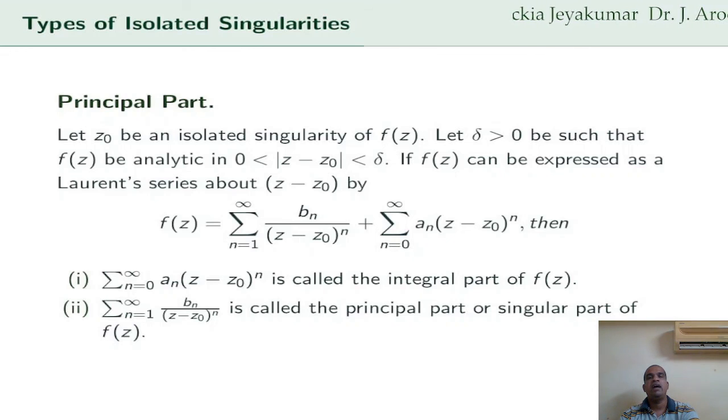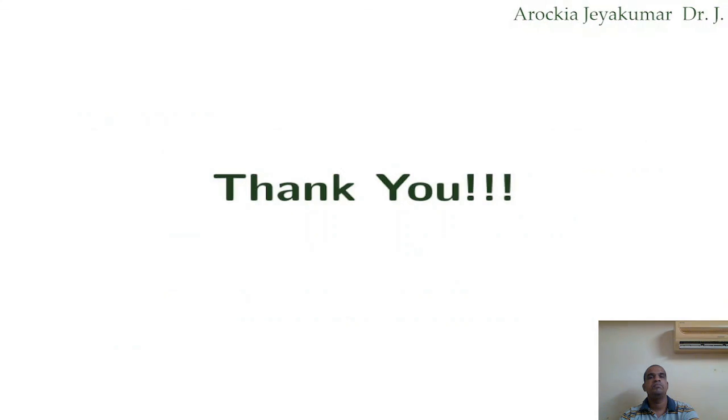Then we can have the two definitions called the integral part and the singular part. So integral part is nothing but summation n equal to 0 to infinity a_n (z - z0)^n, and the principal part or singular part is summation n equal to 1 to infinity b_n/(z - z0)^n. Thank you.